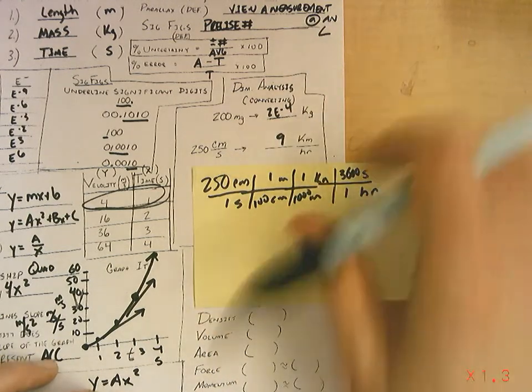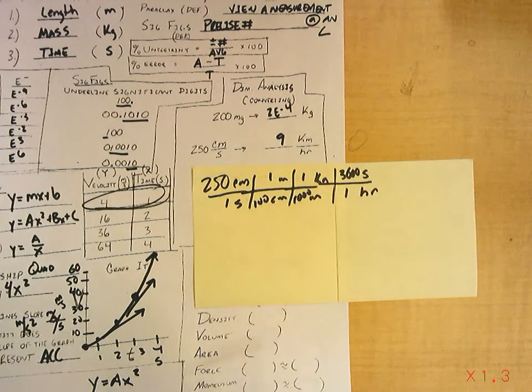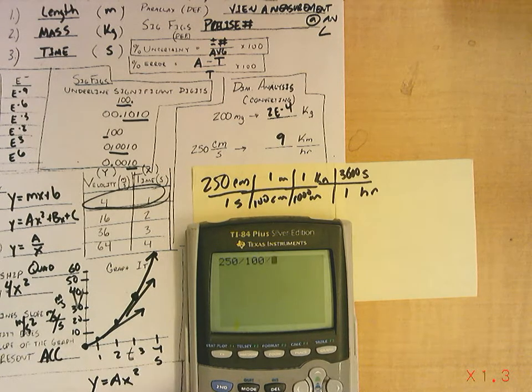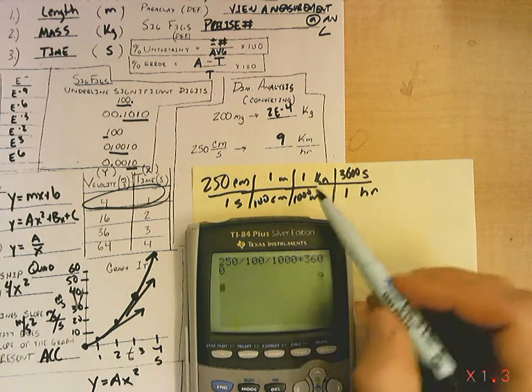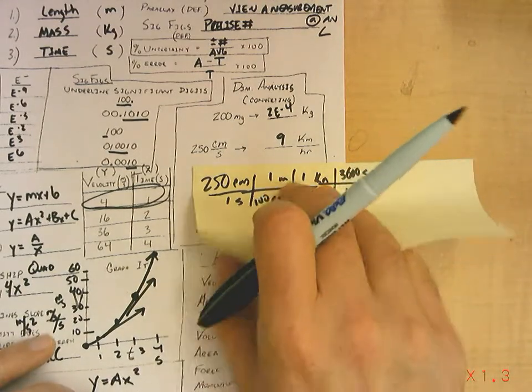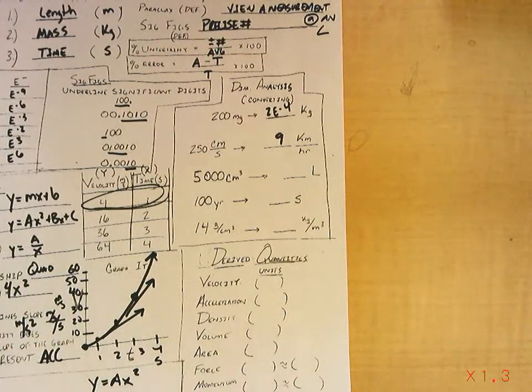And you can check it for yourself. Just one time, maybe it might be good for me to plug it in here. So we'll say 250 divided by 100 divided by 1,000 times 3,600. Remember, everything on the bottom divides and the top multiplies, and you get 9. So everything on top multiplies, everything on the bottom divides. We're just working with fractions here, equivalencies, things that equal 1.